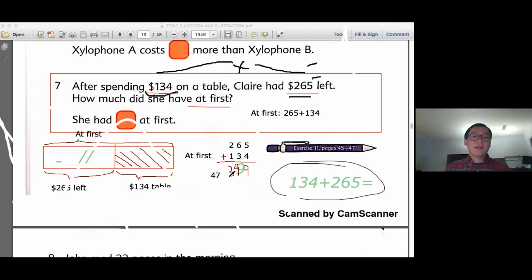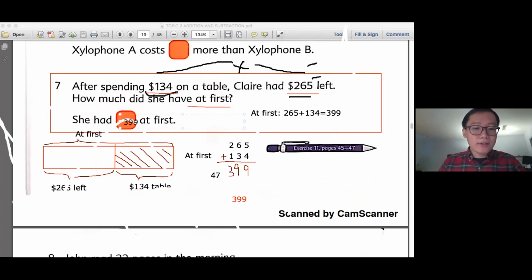Right? So she has $399. So let's fill in the blank. She had $399 at first. Now, if somebody doesn't know how to use model drawing, this question can be quite confusing for them, okay? Because the relationship between how much is left and how much she spent on the table can be confusing without the use of pictures.